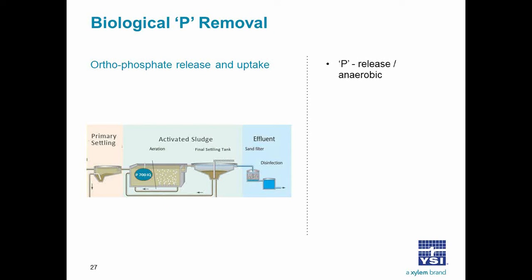So an analyzer in the anaerobic zone enables you to assess phosphate release and maybe make adjustments, adjust mixing, or activate a swing zone if additional anaerobic volume is needed. An analyzer in the oxic zone gives you information on phosphate uptake.